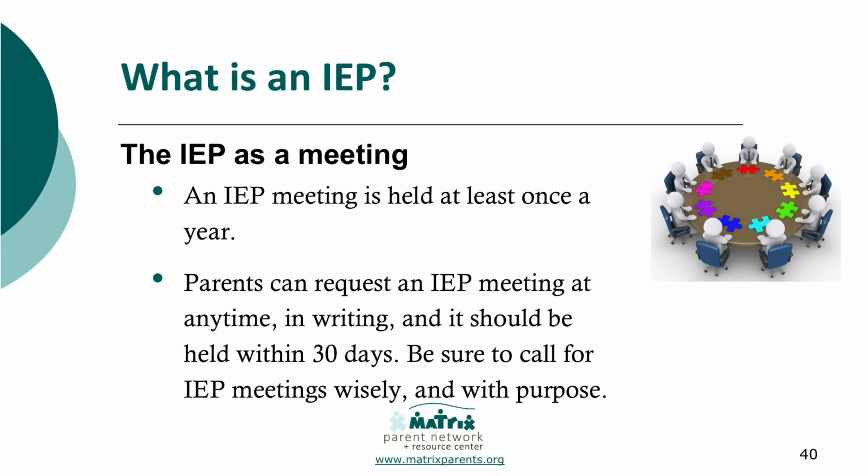The requirement is that there be at least one meeting once a year, an annual IEP meeting. But you can request additional meetings at any time in writing. Always request in writing. Don't just mention it to the special ed teacher. Always request it in writing. And if you request a meeting, the law says there should be one held within 30 days.